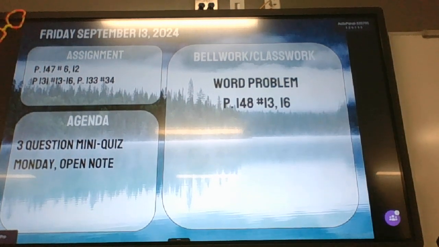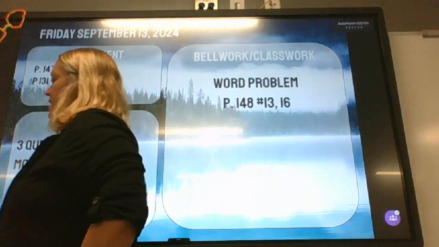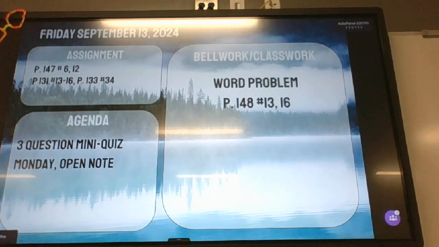Okay, so no new information today. Just trying to review what we've been working on in these two word problems. On Monday, I'm going to give you three questions to do on your own, open note, and I'm going to collect that and grade that right or wrong.